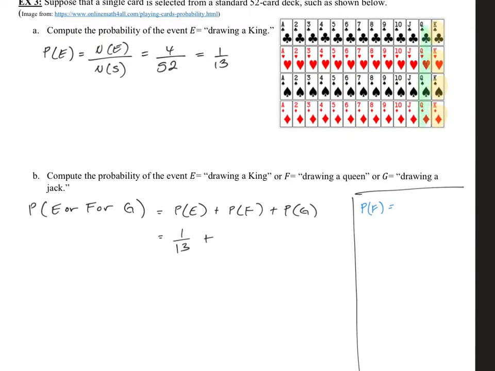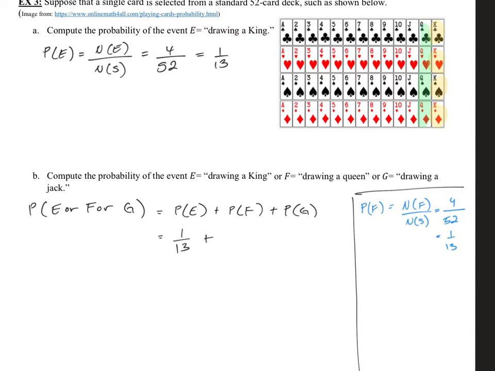4 queens. Alright. So that will be our number of F divided by the number in the sample size. And then we have 52 and 4. So once again, we get 1/13. Now let's go ahead and do that for jack.